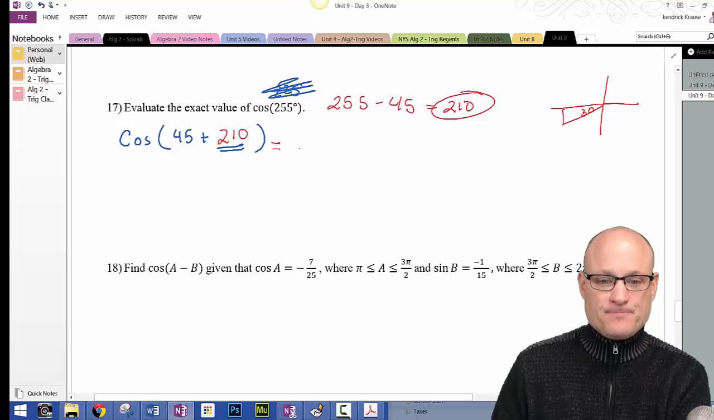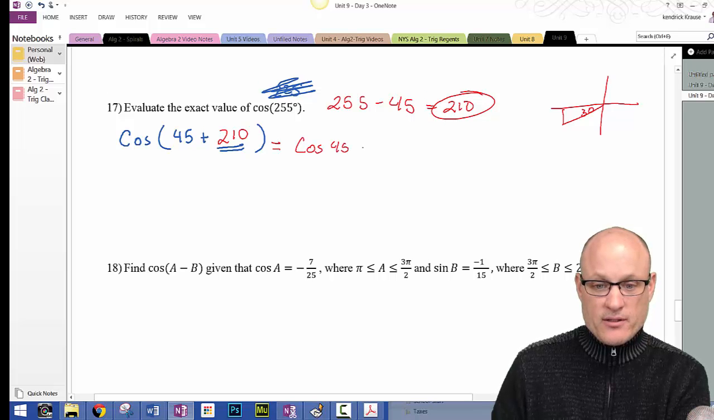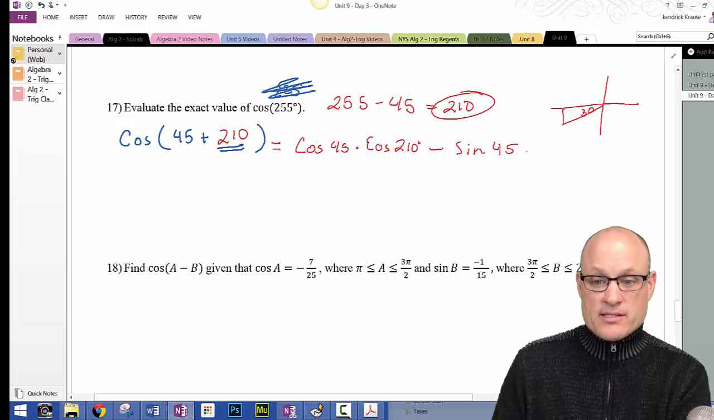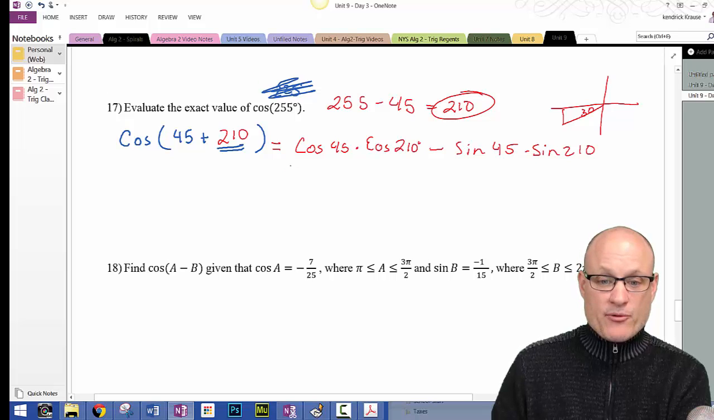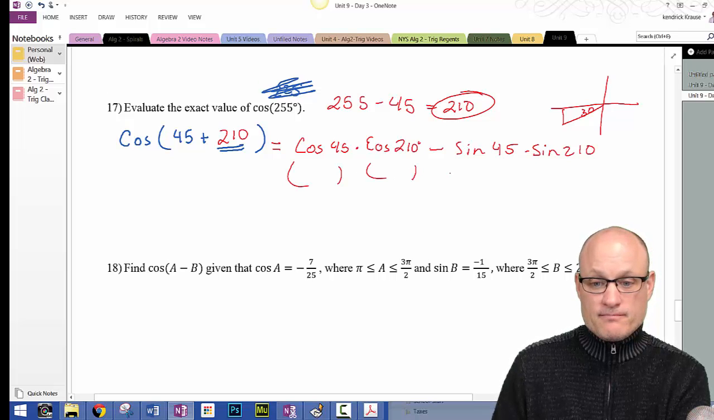There's my dog again. So this is a plus, so we're going to do cosine of 45 times cosine of 210. Since it's a plus, we're going minus sine of 45 times sine of 210. And we'll throw our parentheses in. This should be a times.